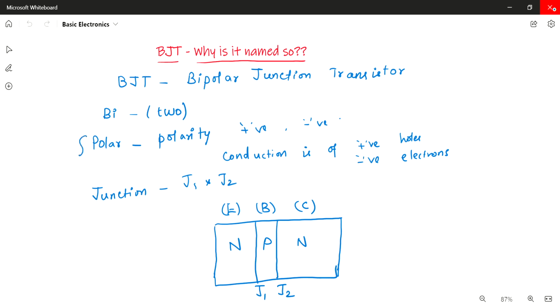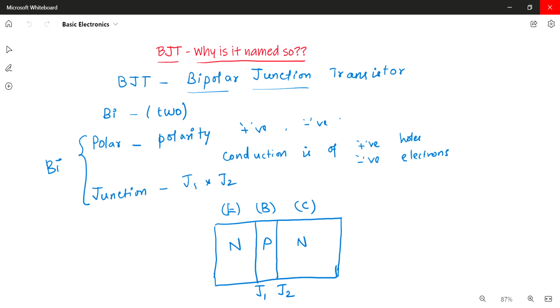So the bi word will be common for polar and junction. That means the conduction is because of both positively and negatively charged particles, as well as in the construction of the transistor, there will be 2 junctions present, J1 and J2. So that is why it is called bipolar junction.